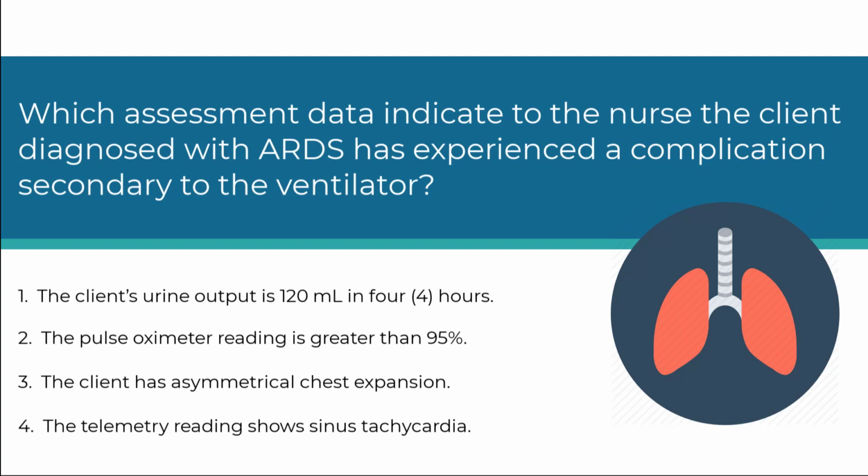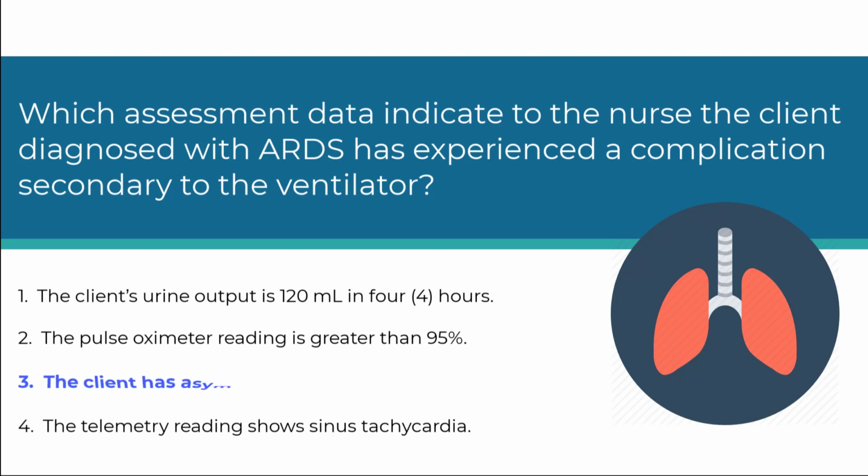Number 1, the client's urine output is 120 milliliters in 4 hours. Number 2, the pulse oximeter reading is greater than 95%. Number 3, the client has asymmetrical chest expansion. Number 4, the telemetry reading shows sinus tachycardia.